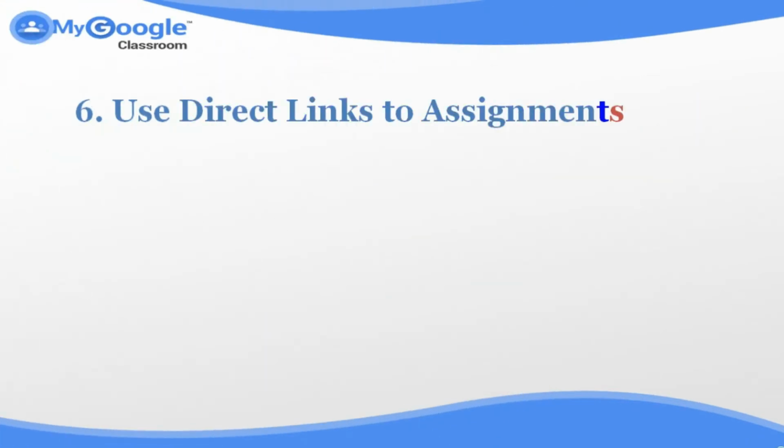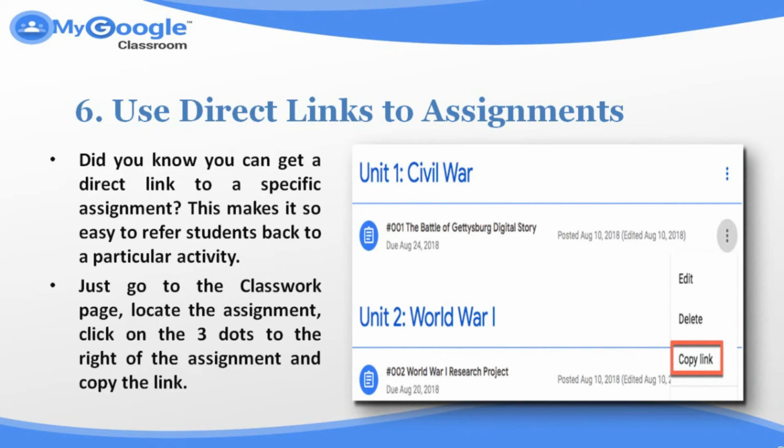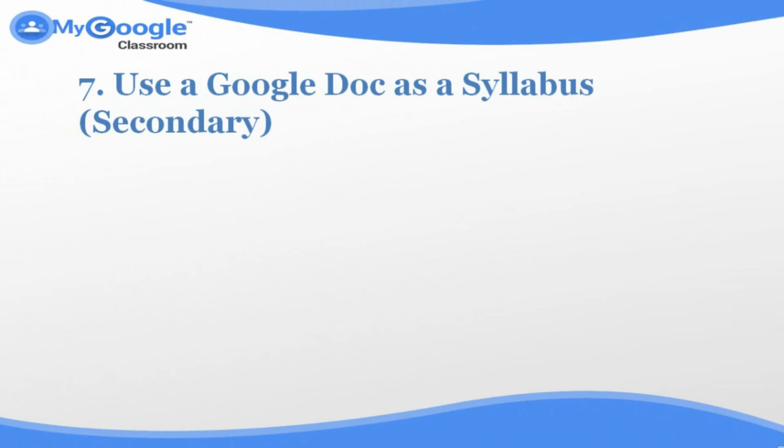Number 6, use direct links to assignments. Did you know you can get a direct link to a specific assignment? This makes it so easy to refer students back to a particular activity. Just go to the Classroom page, locate the assignment, click on the 3 dots to the right of the assignment and copy the link.